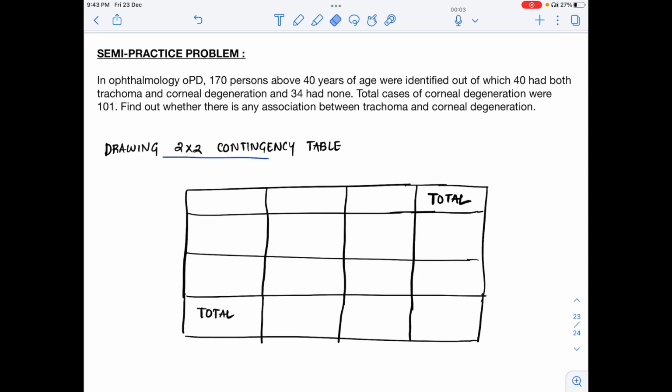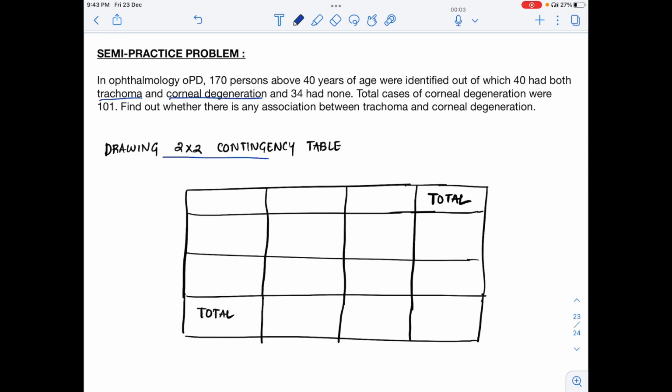So for a practice problem: in the ophthalmology OPD, 170 persons above 40 years of age were identified, out of which 40 had both trachoma and corneal degeneration and 34 had none. And total cases of corneal degeneration were 101. Now find out whether there is any association between trachoma and corneal degeneration.